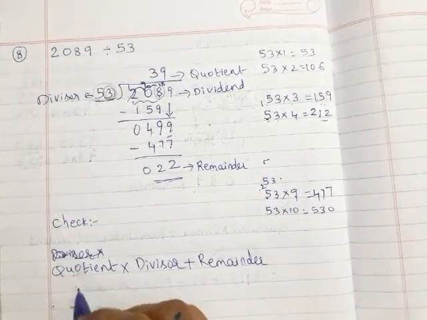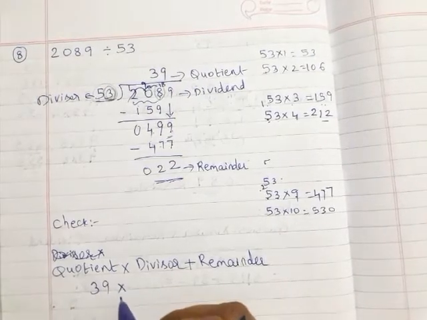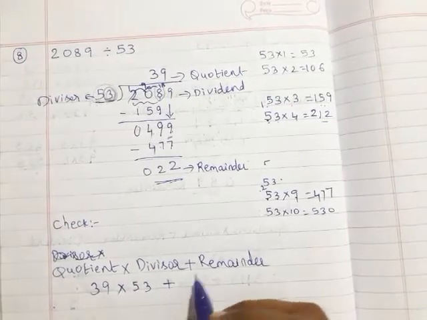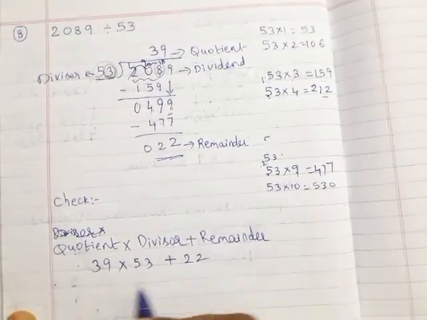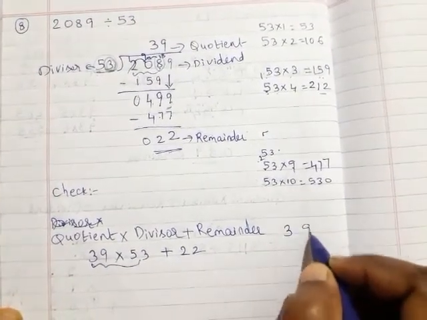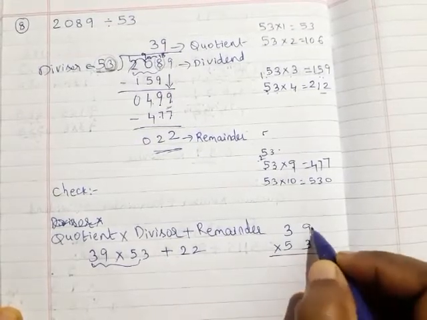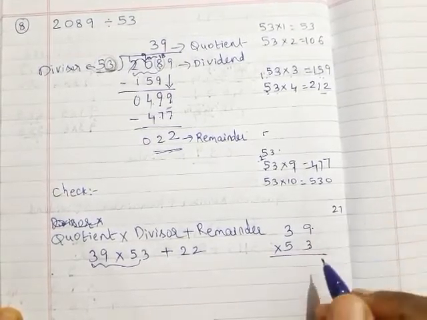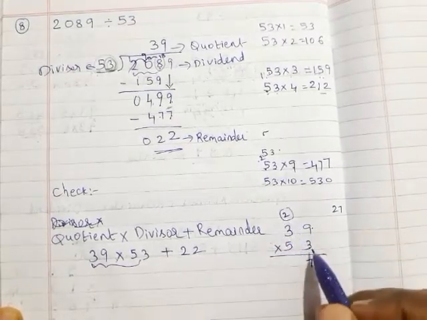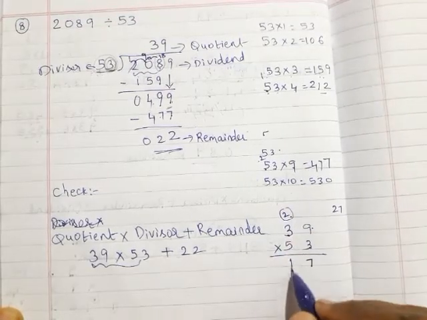So what is the quotient from here? We have 39 into what is the divisor? Divisor is 53 plus remainder is 22. Now we need to multiply these both. So I am going to do here 39 into 53. Here 3 nines are, we get 27. 7 is written here. 2 will go as carry over. 3 threes are 9 plus 2 is 11.